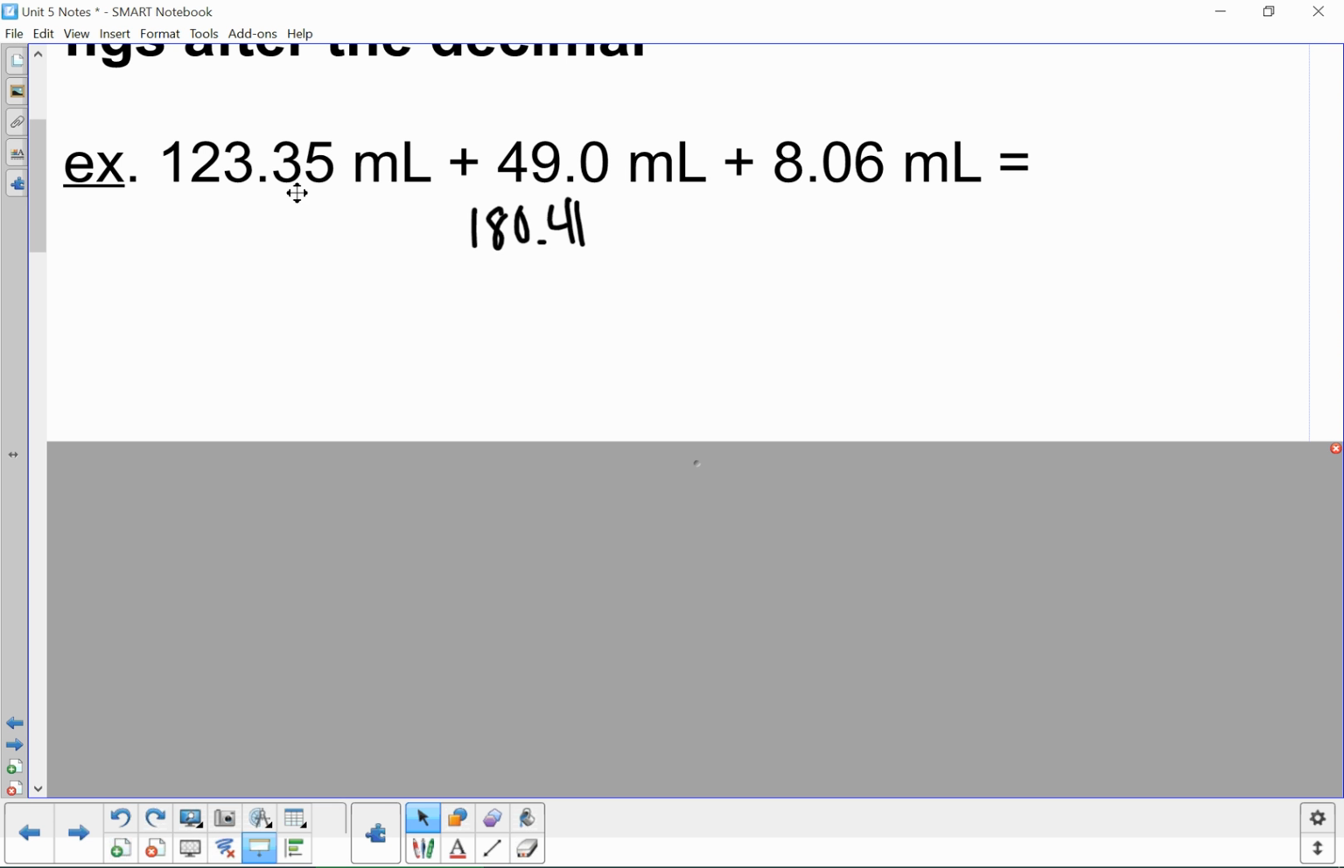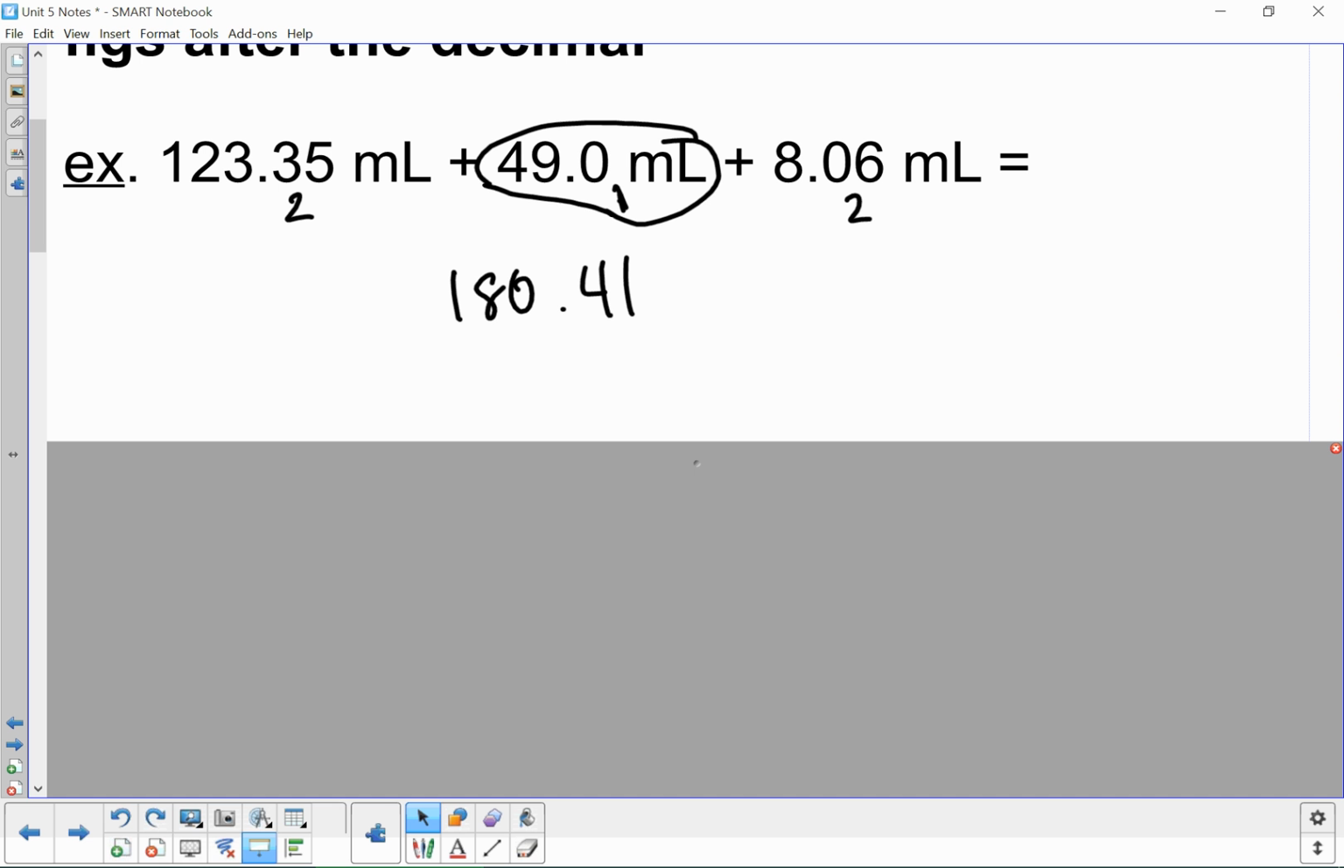So this number right here has 2 sig figs after the decimal. Right here we have 1. And over here we have 2. The least amount out of all of that is 1 sig fig after our decimal. So that means the answer that we got, we're going to end at 1 sig fig after the decimal, which is right here at that 4. So I'm going to chop my number right there.